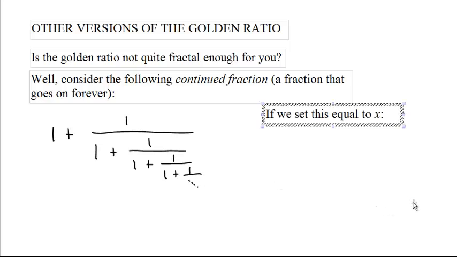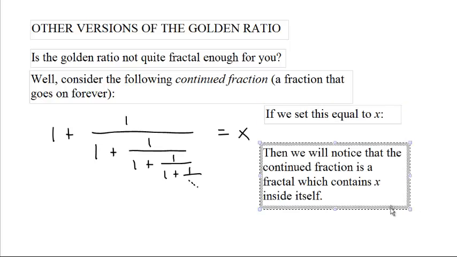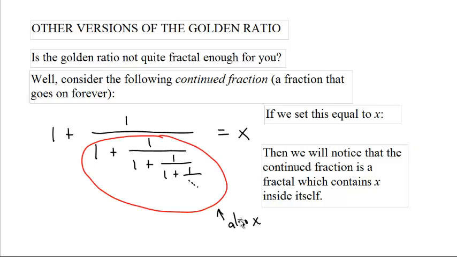Well, if we set this equal to x, bang, like that, then we will notice that the continued fraction is a fractal. This is in fact a fractal, which contains the whole thing, x, inside of itself. This thing right in here is also x. See? 1 plus 1 over 1 plus 1 over. Now, if you only did this 500 times, one of them would have 500 and the other would have 499 times. But if you do this forever, they're exactly the same.